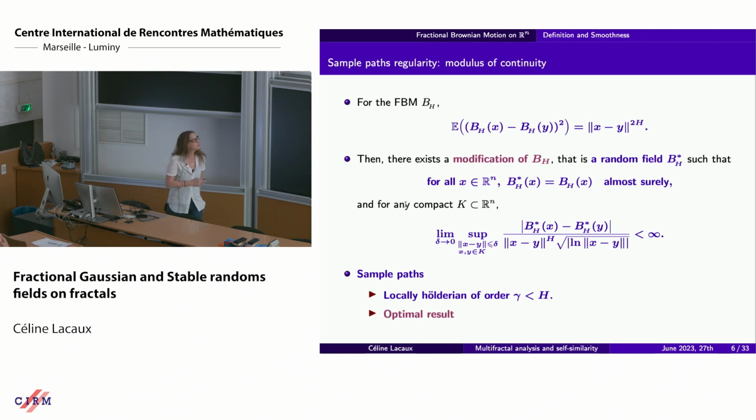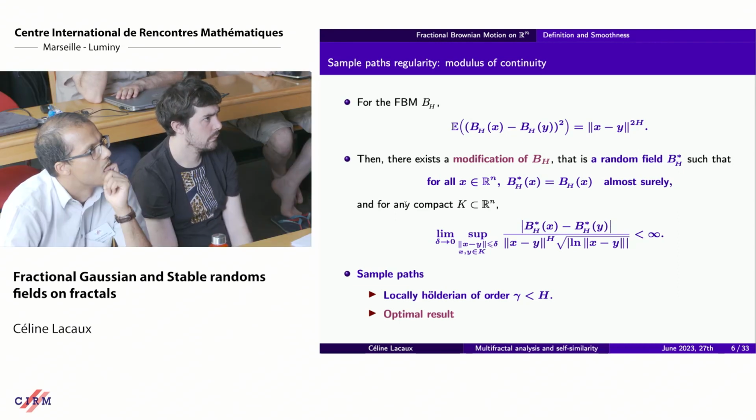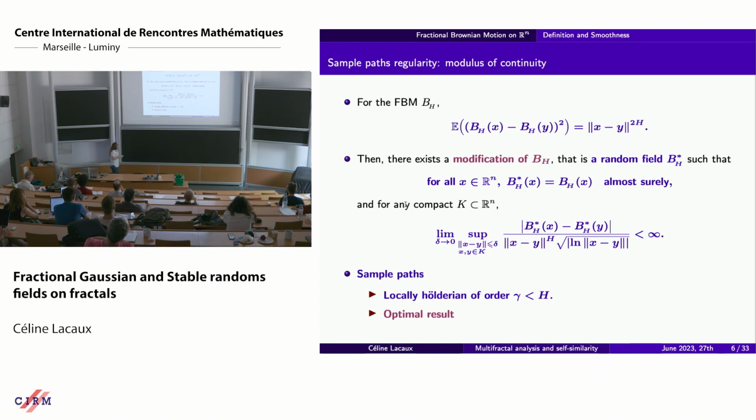That means that I can find a new random field B_H star, but B_H star at point x is more or less B_H at point x, because it is almost surely equal to B_H of x. And so, up to a change on a negligible set, you will see that B_H star has continuous sample paths. You can even prove this result: we give an upper bound for the modulus of continuity of B_H star.